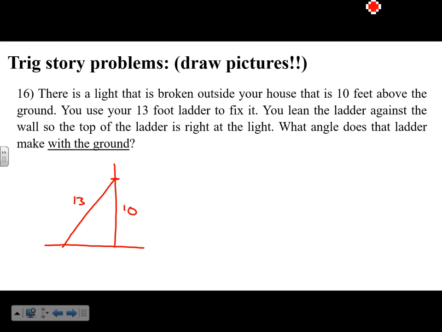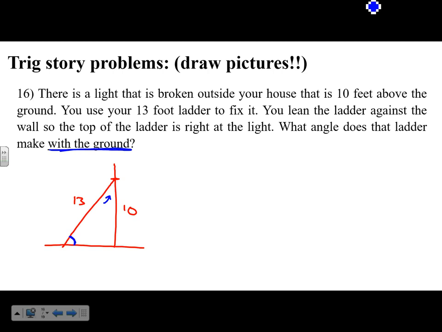You lean the ladder against the wall, so the top of the ladder is right at the light. That's what I drew up there. What angle does the ladder make with the ground? Now you have to be careful and make sure you're reading this correctly, because this is the angle with the ground. Up here is the angle it would make with the house. So you have to make sure you know what angle you're talking about.